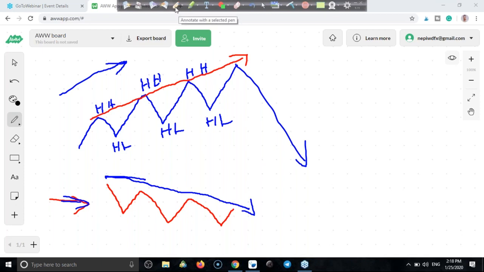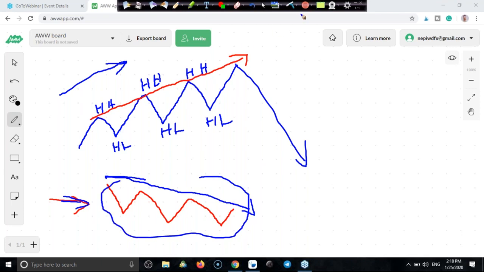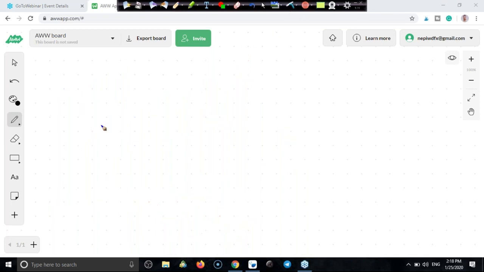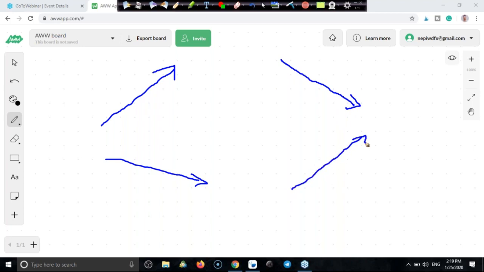The question is, how will we identify this divergence? Remember one thing: the indicator is going up and showing downside in an uptrend. In a downtrend, price is going down, but the indicator is pushing upside. So both are running opposite. This is the price, and this is the indicator.